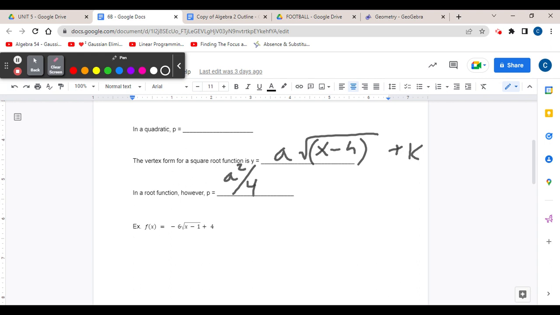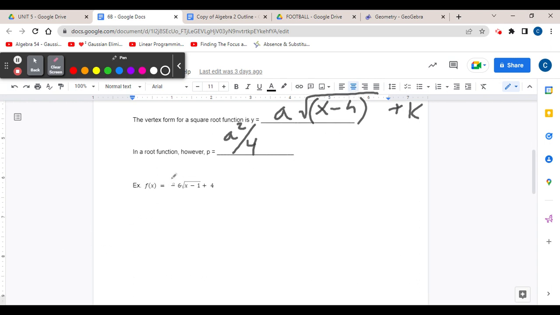I'm going to go over here to GeoGebra and do this one example here real quick. And so we'll sort of toggle back and forth here. So we have f of x equals negative 6 square root of x minus 1, plus 4. And of course, we've got to do the positive of that as well. So we'll also have a positive 6 square root of x minus 1 plus 4 as well. So I'm going to come over here to GeoGebra and graph these out.